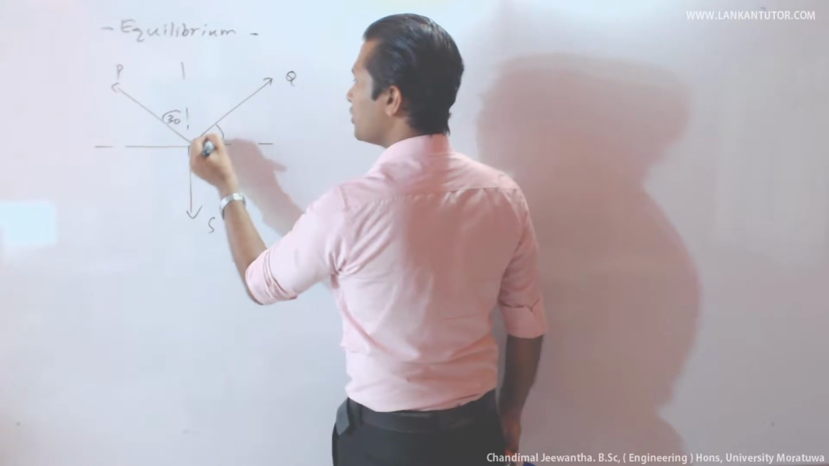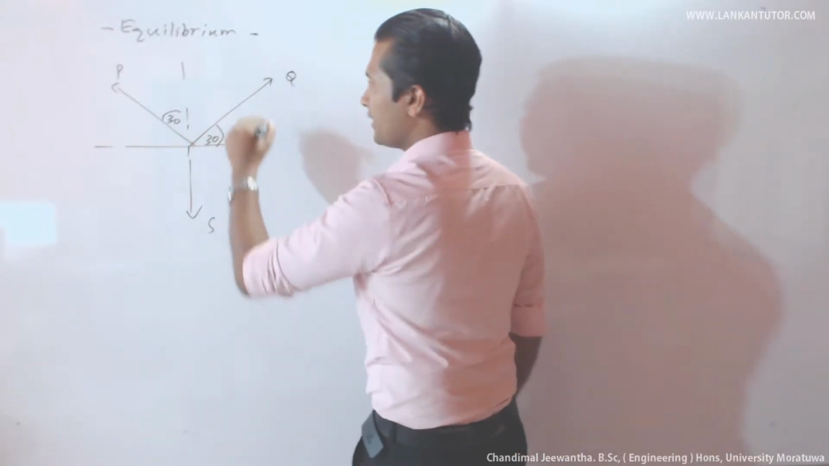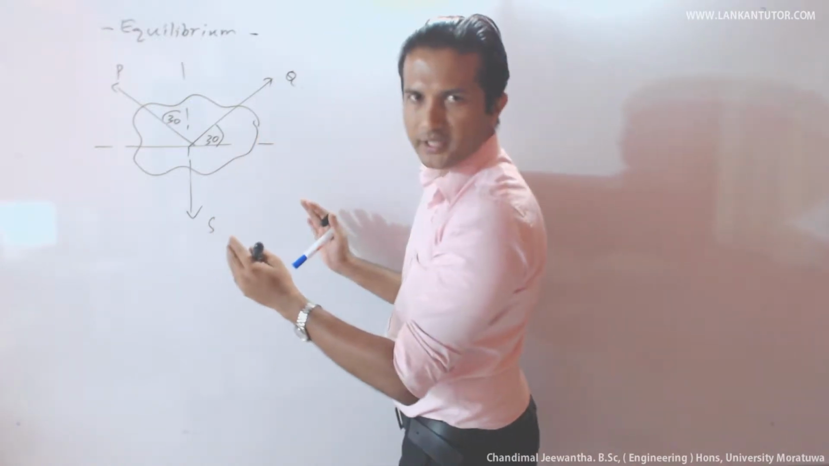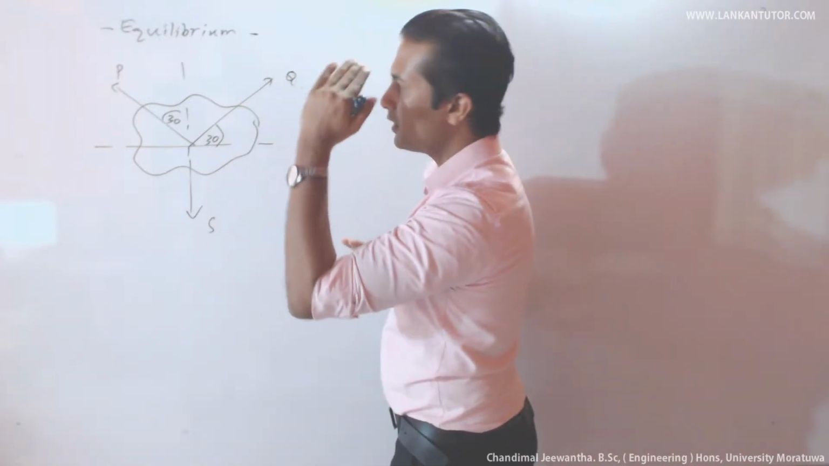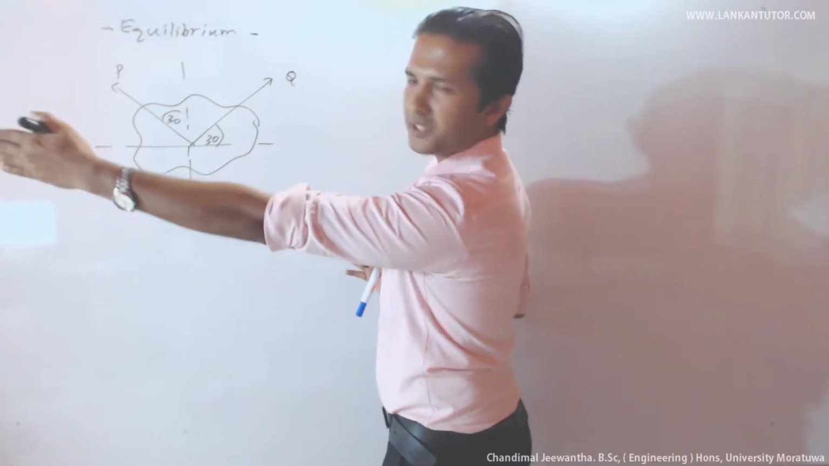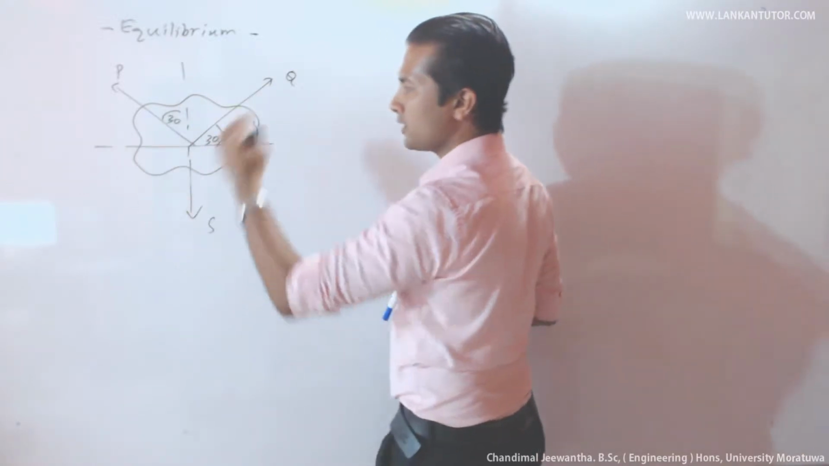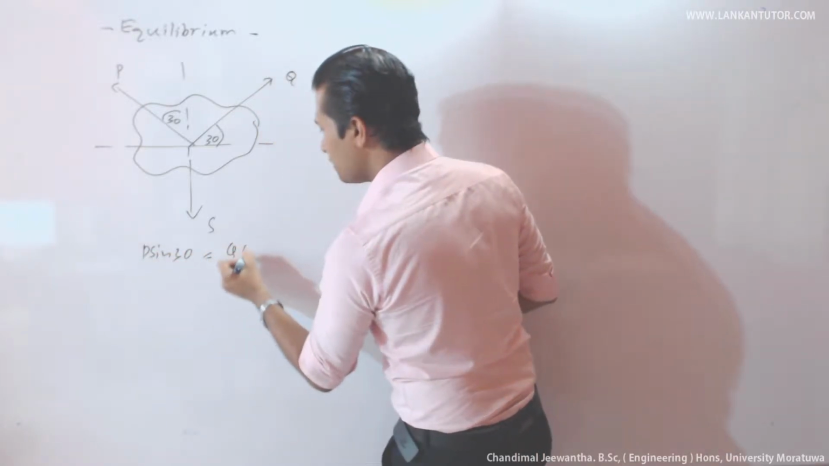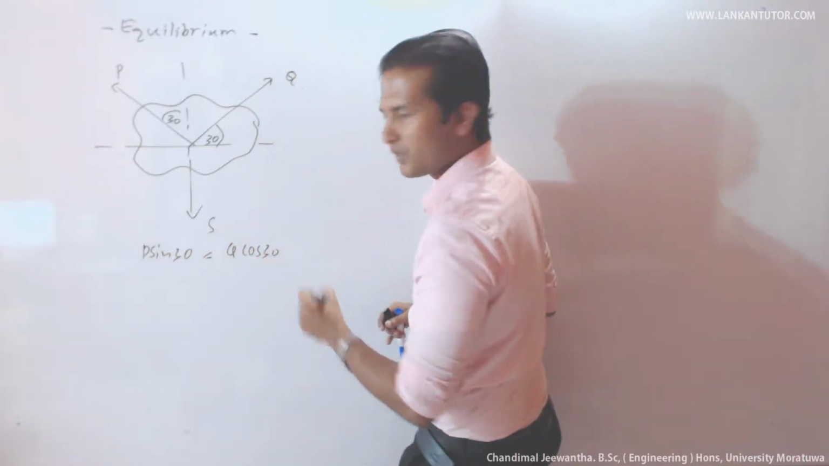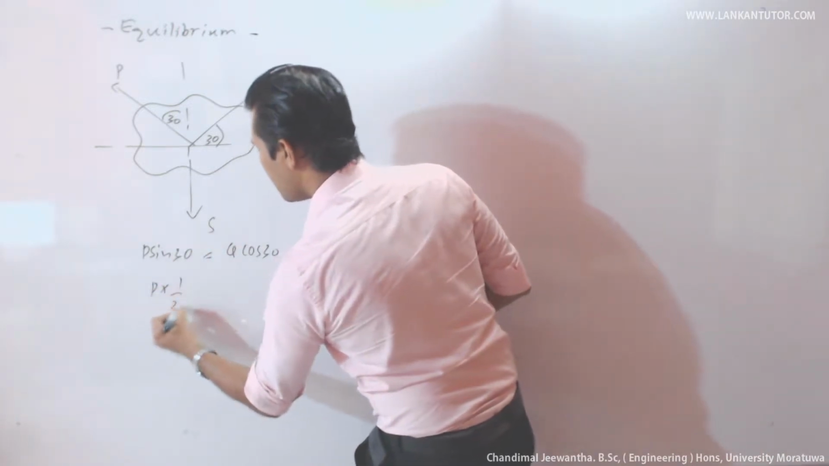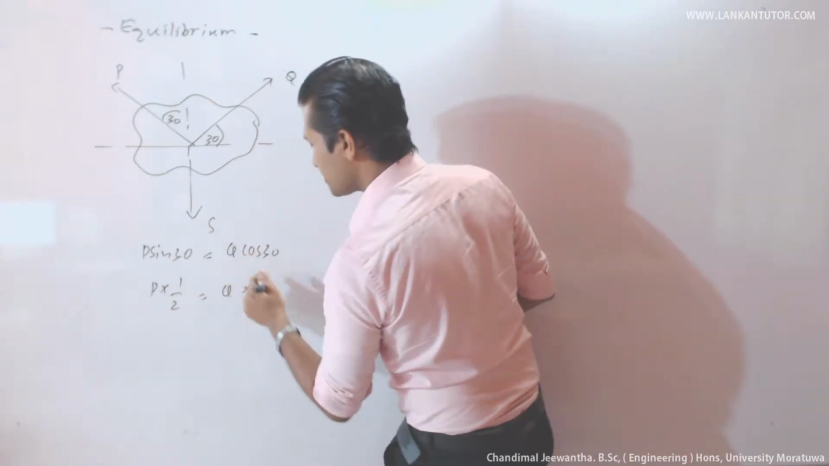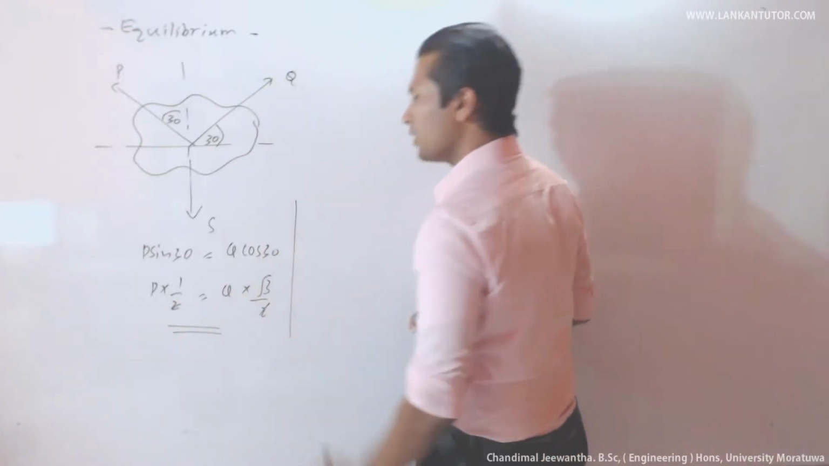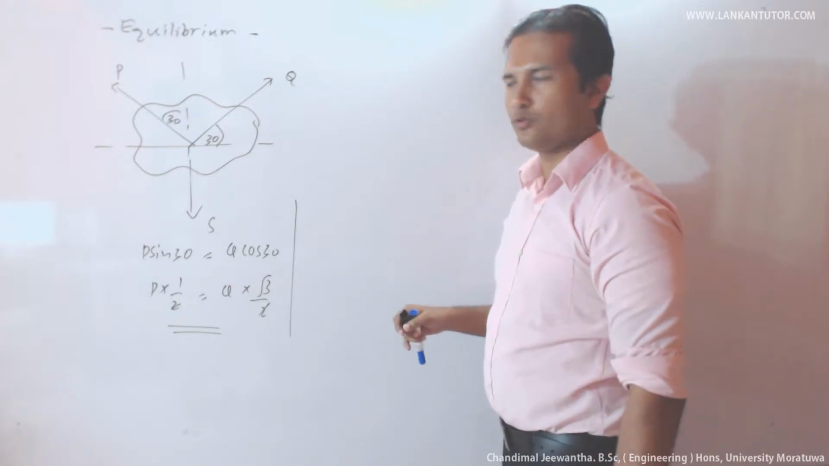This is also 30. So when the object is in equilibrium, what you have to consider is the components along the x-axis towards left and right should be equal to each other, which means P sin 30 should be equal to Q cos 30. P sin 30 is half, Q cos 30 is root 3 over 2. So what happens? P equals root 3 Q.